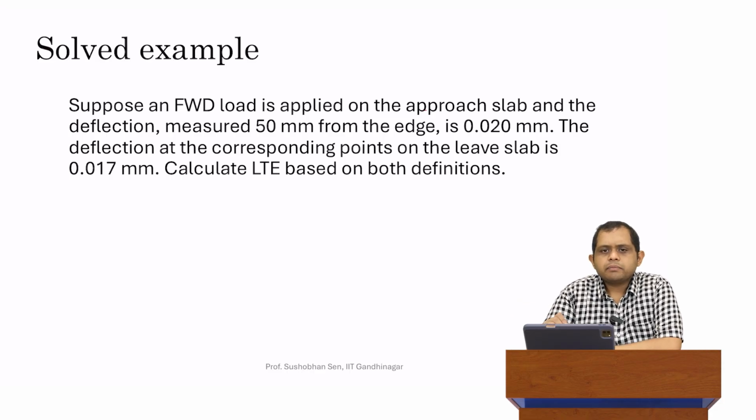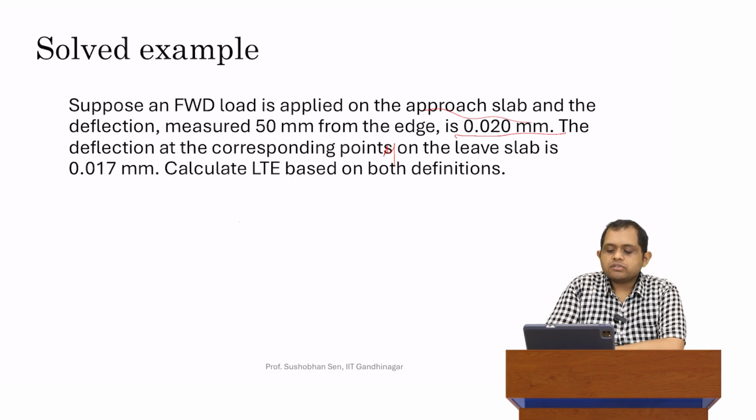It's a relatively easy example, but I hope it illustrates how simple this calculation is. So suppose an FWD load is applied on the approach slab and the deflection measured at a distance of 50 mm from the edge is 0.02 mm. Now, the deflection at the corresponding point on the leave slab is 0.017 mm. Calculate the LTE based on the two deflection based definitions.